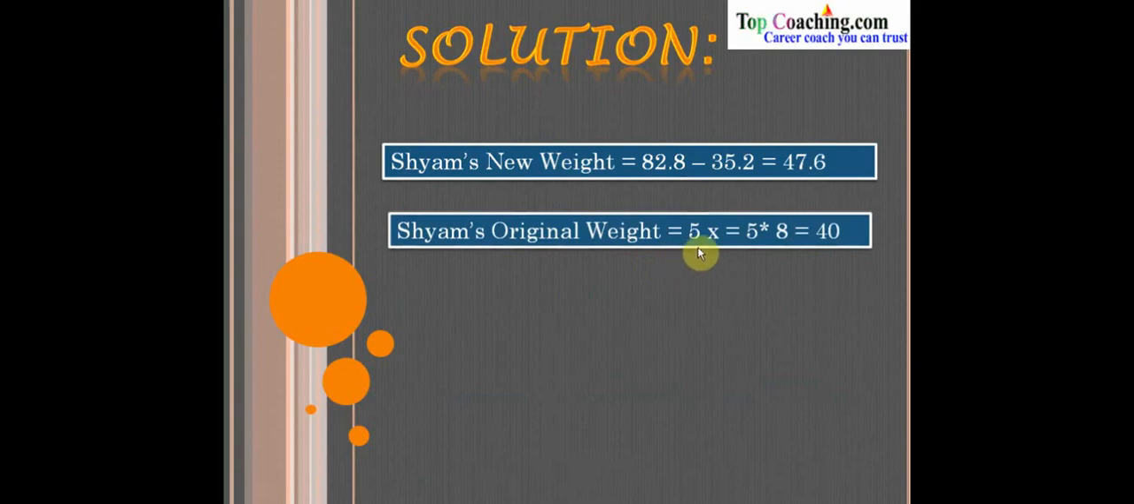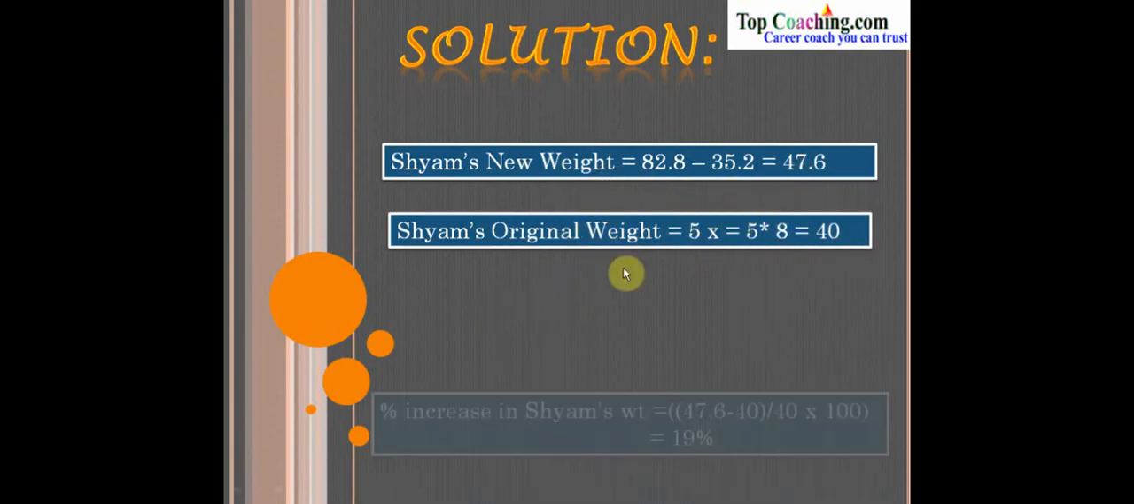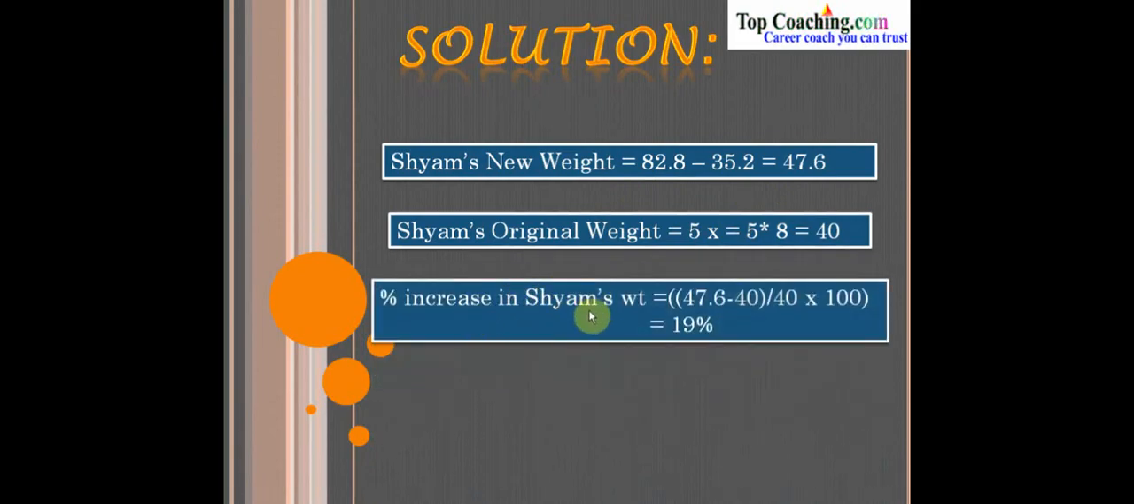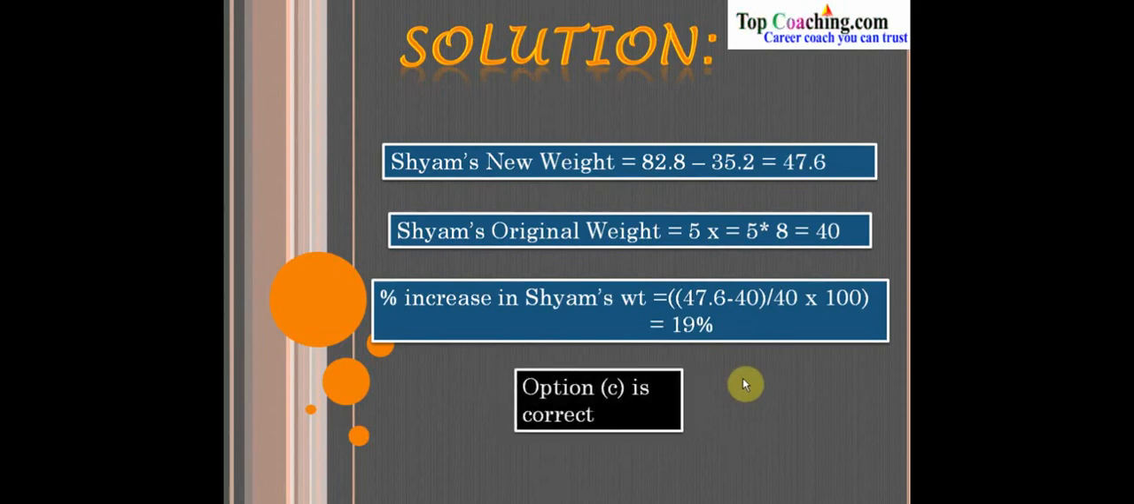Shyam's original weight is equal to 5x. The value of x is equal to 8. So 5 into 8 is equal to 40. So Shyam's original weight is equal to 40. Shyam's new weight is equal to 47.6. Therefore, the percentage increase in Shyam's weight would be equal to (47.6 minus 40) divided by 40, into 100, which is equal to 19%. And so we can say that option C is correct.